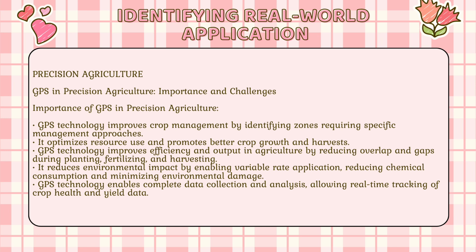It optimizes resource use and promotes better crop growth and harvest. GPS technology improves efficiency and output in agriculture by reducing overlap and gaps during planting, fertilizing, and harvesting. So, it reduces environmental impact by enabling a variable rate application, reducing chemical consumption, and minimizing environmental damage. GPS technology enables complete data collection and analysis, allowing real-time tracking of crop health and yield data.